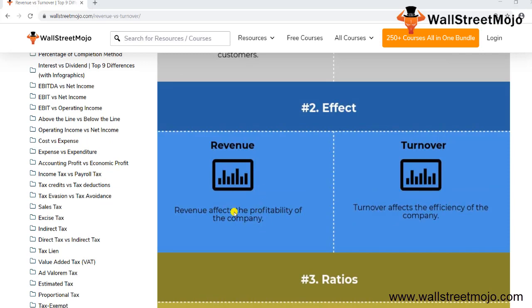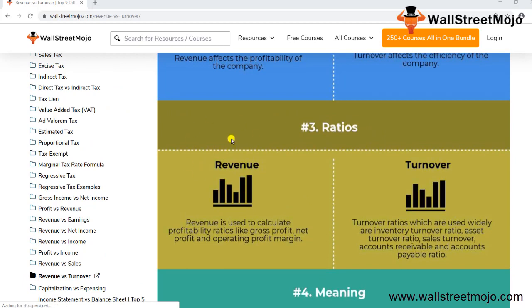Second, effect. Revenue affects the profitability of the company, and turnover affects the efficiency of the company. Revenue is profitability, and turnover is efficiency. Now, the ratio. Revenue is used to calculate profitability ratios like gross profit margin, operating profit margin, and net profit margin.